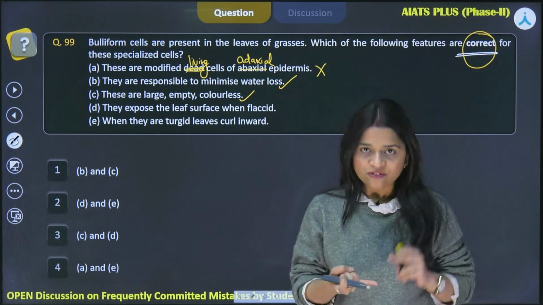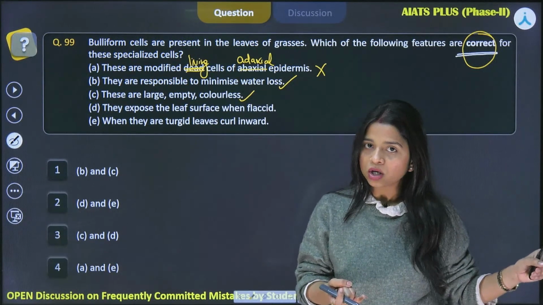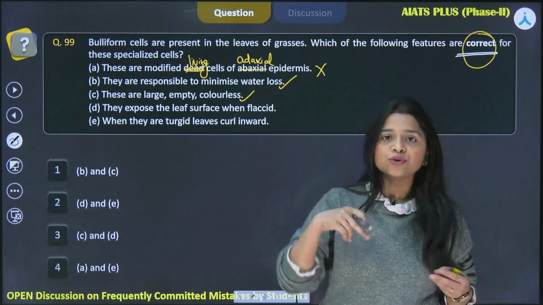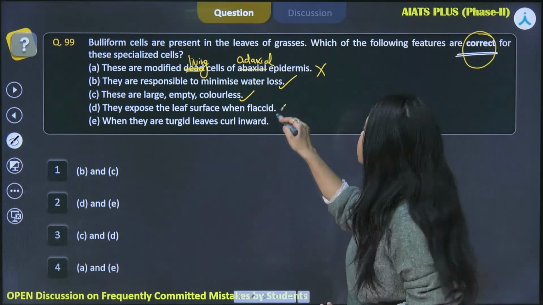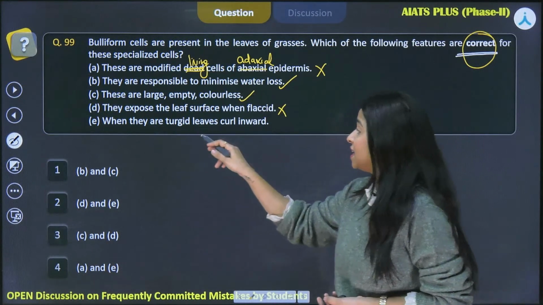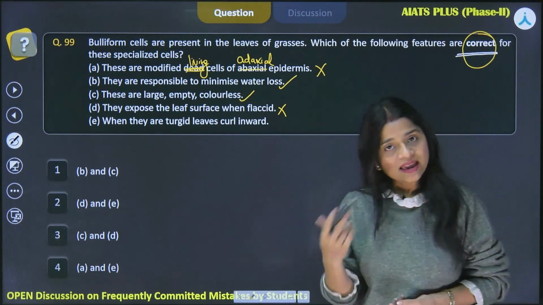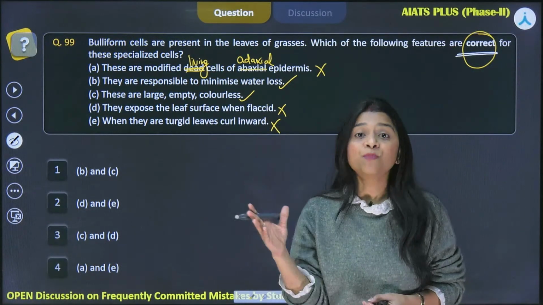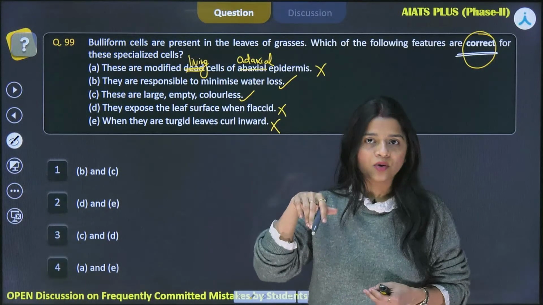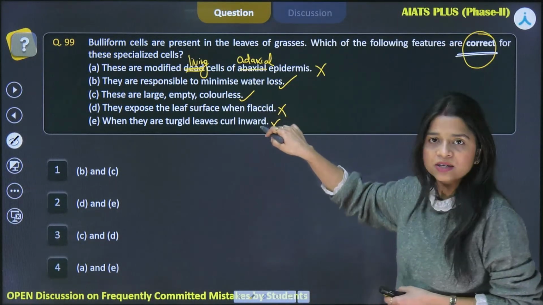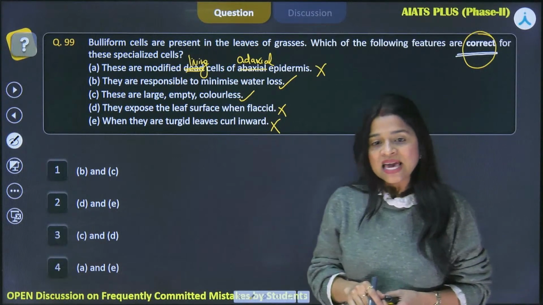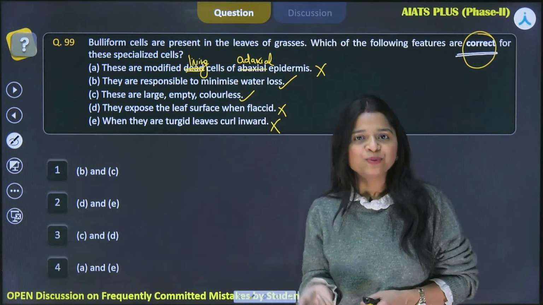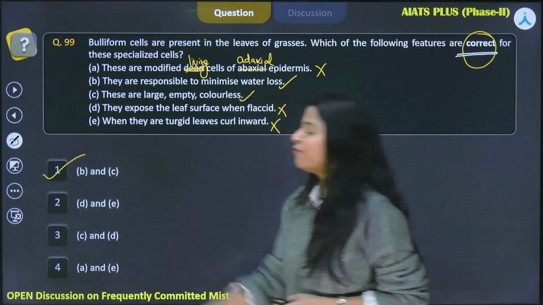No, when they are flaccid, that means there is a deficiency of water. If there is a deficiency of water, why would they spread the leaf? They will simply curl the leaf to reduce the surface area, and that is why this is the wrong feature. When they are turgid, leaves curl inward. No, again incorrect, because when they are turgid, the leaf will be exposed. It will not curl inwards. So these are the opposite ones. Clear with this? So the correct ones are B and C, and hence the correct option for the given question will be your first option.